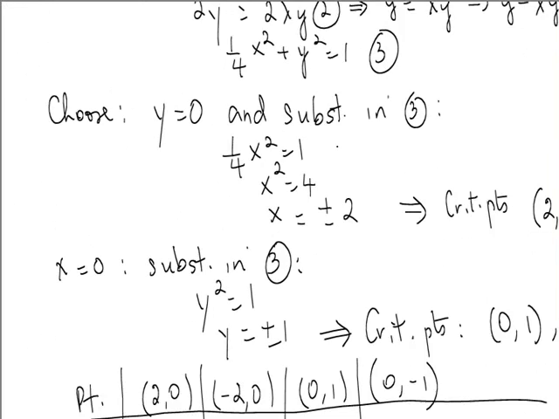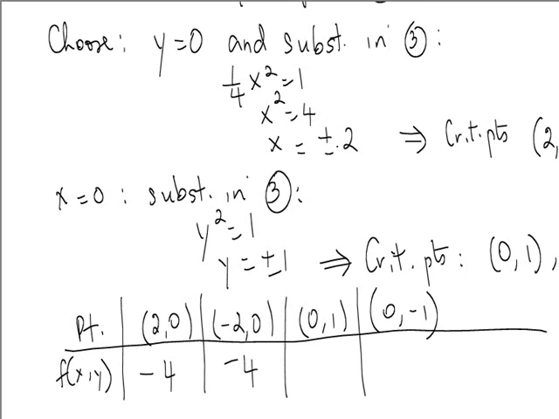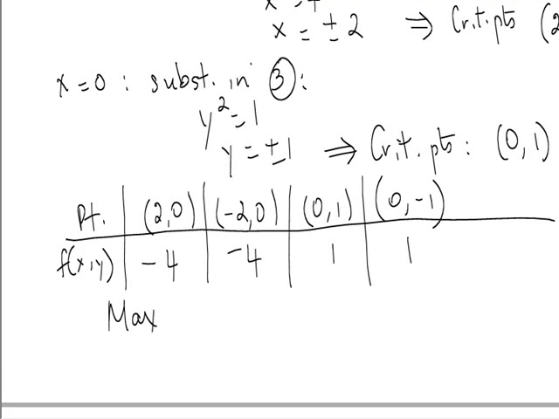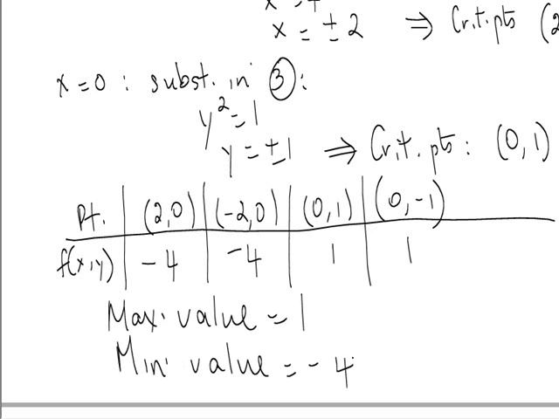Where am I? What did you get for 0, 1? 1? And 1 as well? Okay, what is the question asking us? Maximum and minimum values, right? They didn't ask us for the point. So what's the maximum value? 1. And the minimum value is -4. So you realize that's yet another trick? Yet another trick.